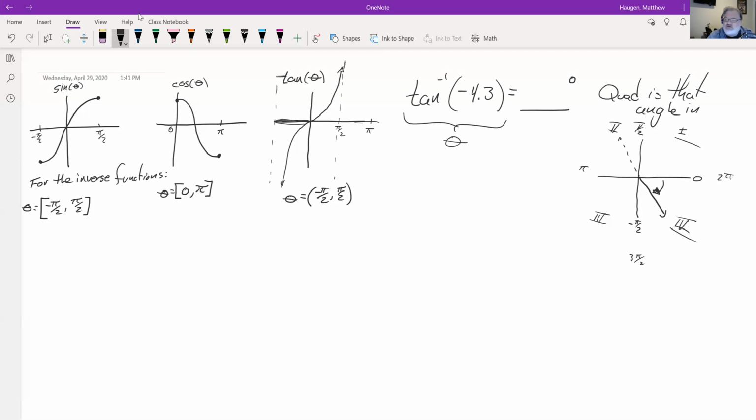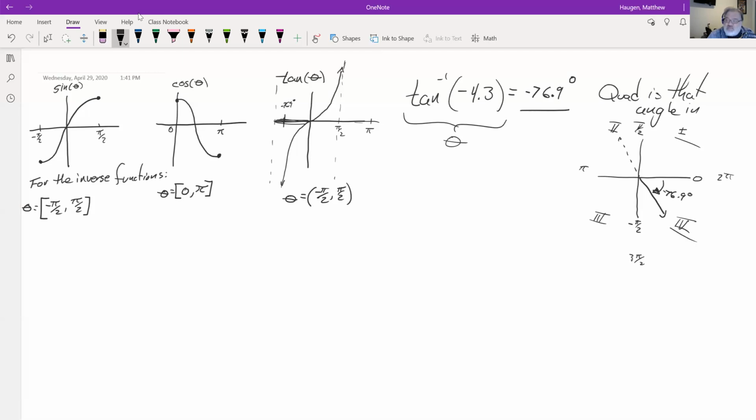Negative 76.9 degrees. Yeah, solidly in quadrant 4, and solidly in that negative version of quadrant 4, negative 76.9 degrees. Fair?